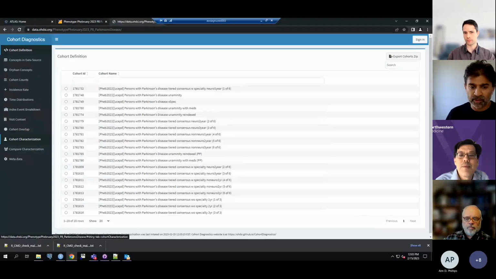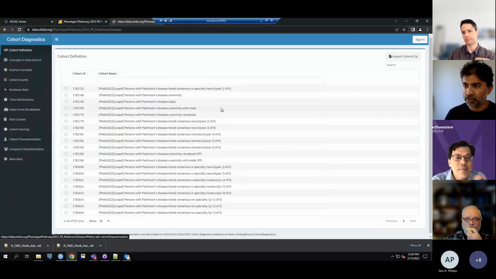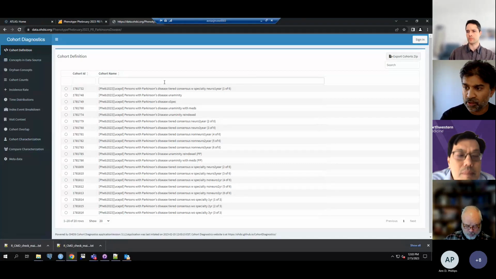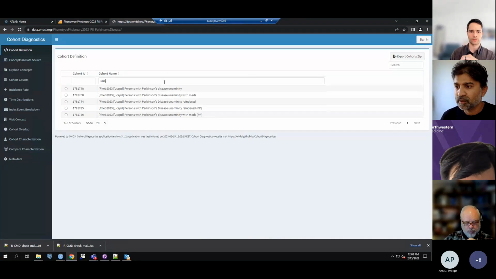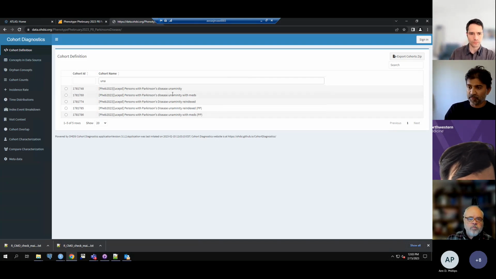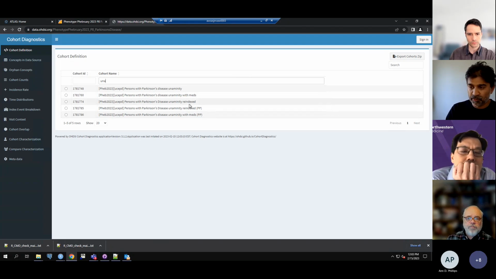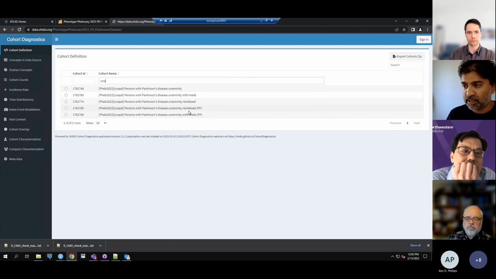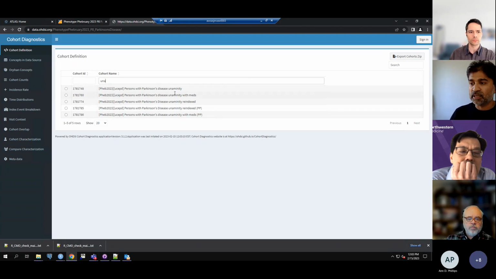So let me try to share my screen here, just so that we are all on the same page about the request. These are the two main definitions that are currently under play. One is the unanimity definition without the meds, and this is the one with the meds. And ignore this reindex. Reindex was something that Patrick Ryan proposed. If we need to reindex it, we'll visit it later. So these are the two.